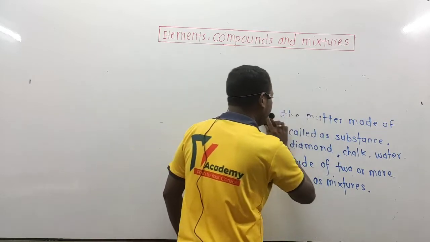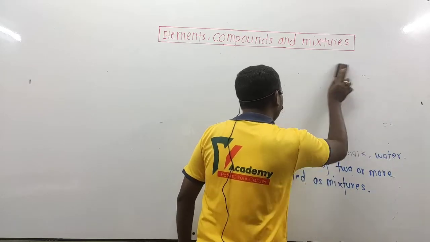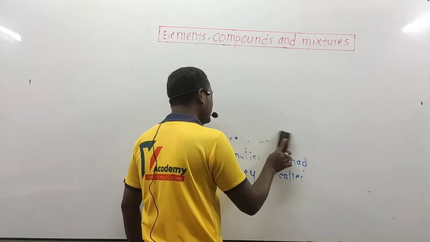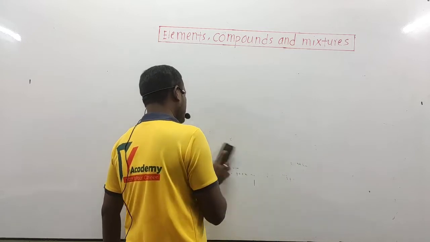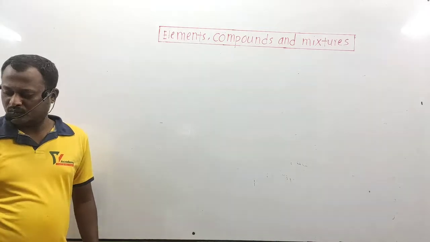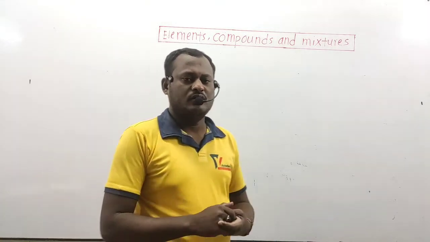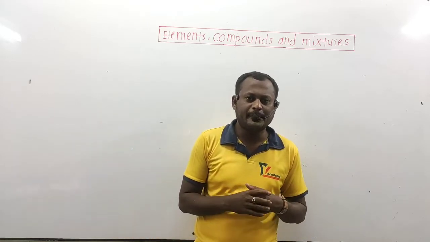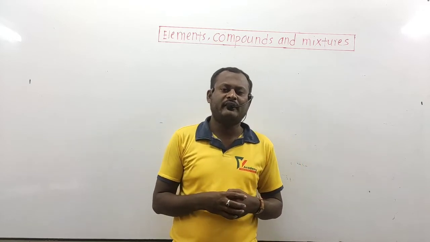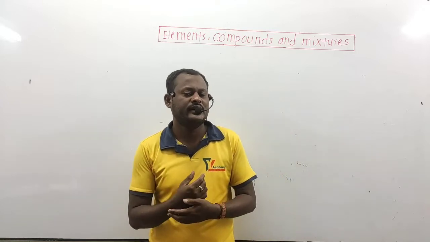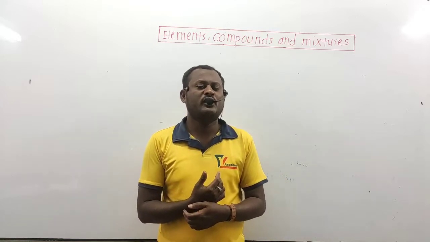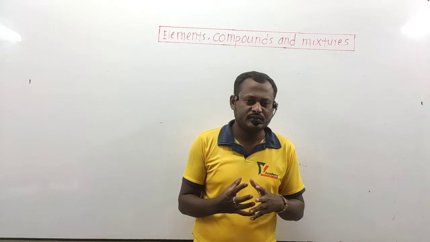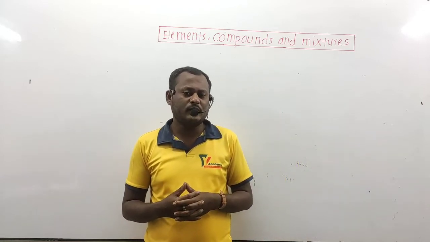Like gold, silver. These are the elements. When two or more elements are either physically combined or chemically combined, then when they are physically combined they are called mixtures, and when two or more elements are chemically combined, they are called compounds.